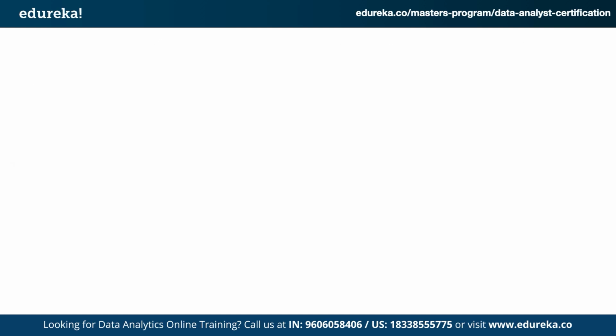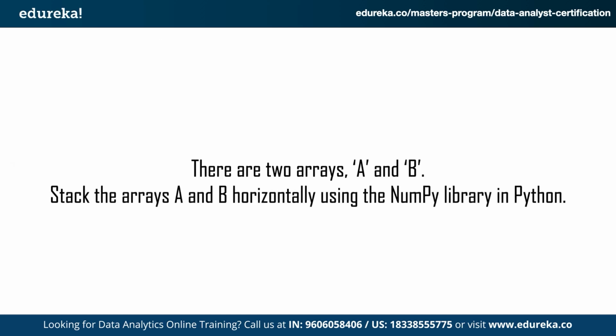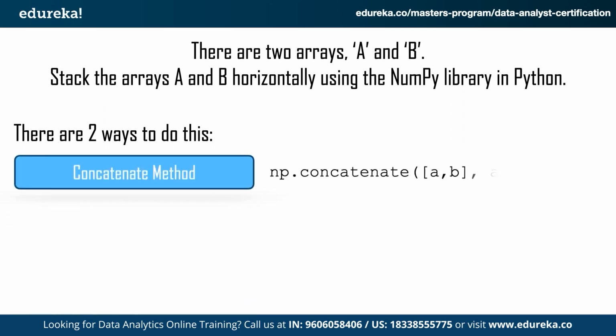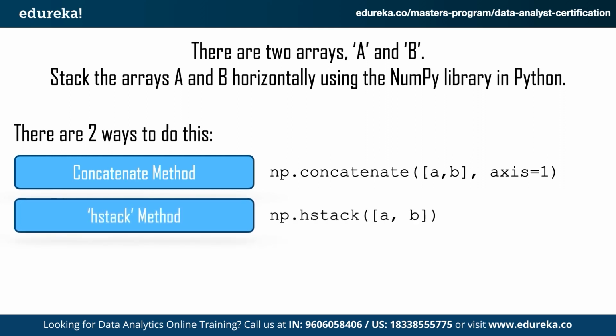For the next question we have, there are two arrays, A and B. Stack the arrays A and B horizontally using the NumPy library in Python. Now, for this question, there are two ways you can approach it. The first way is the concatenate method, where you will type numpy.concatenate A and B and then mention the axis. The second method is the hstack method. This is another NumPy method where in the parameters, you will provide a list with the values A, B.